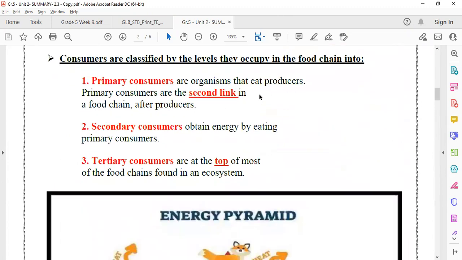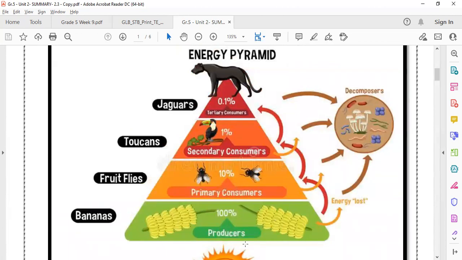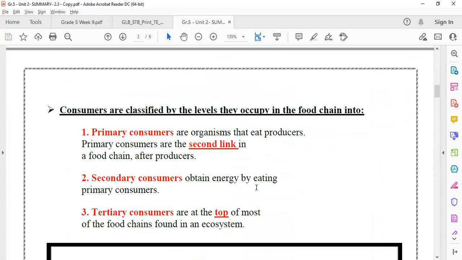The consumers. We said that the base of any energy pyramid starts with the producers. Okay. Then what about the consumers? Consumers are classified by the levels they occupy in the food chain into primary consumers, secondary consumers, and tertiary consumers. Primary means 1, secondary means 2, they are the second part. Tertiary means 3. This is the third level or the top level.